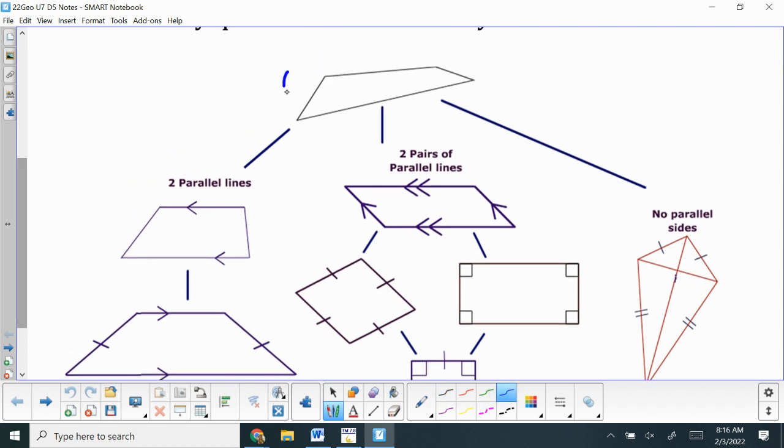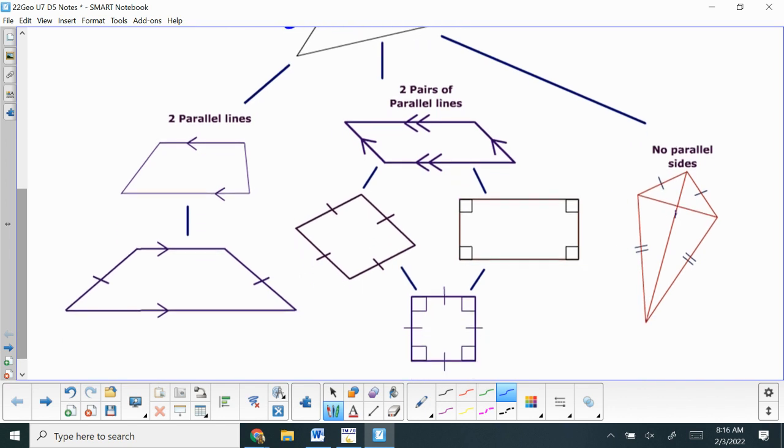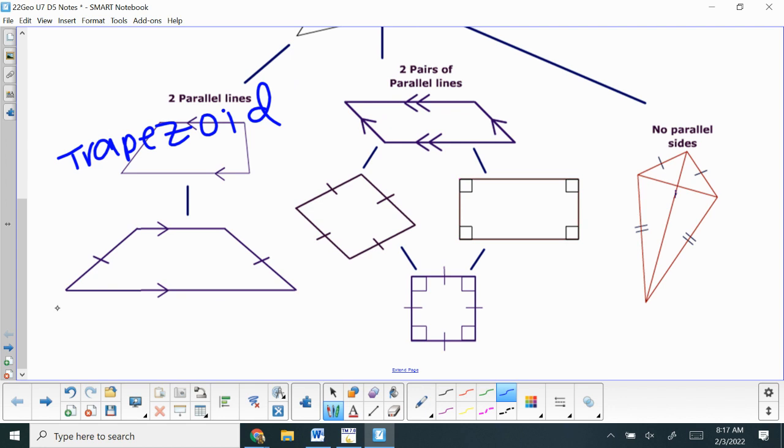So we start with quadrilateral, and then we go to two parallel lines, which we're going to learn about today, but this is called trapezoid. And you take a trapezoid and you make it so there are two congruent sides. That's called an isosceles trapezoid.